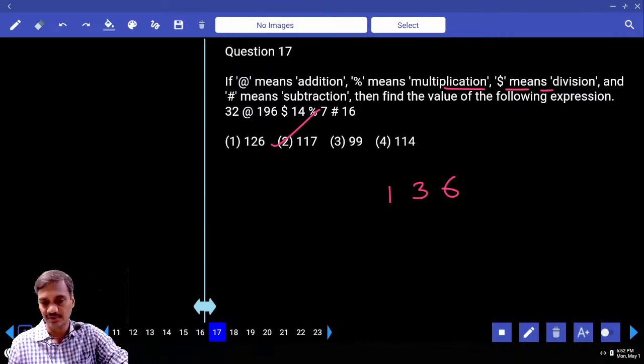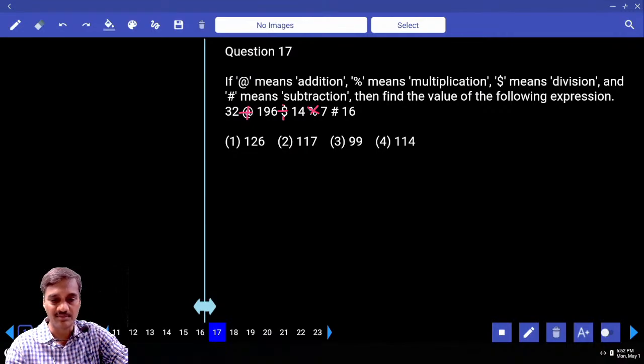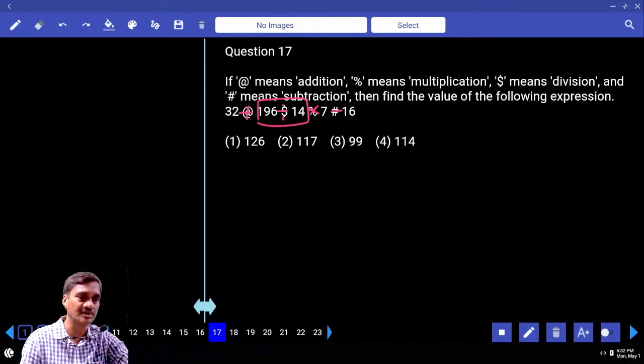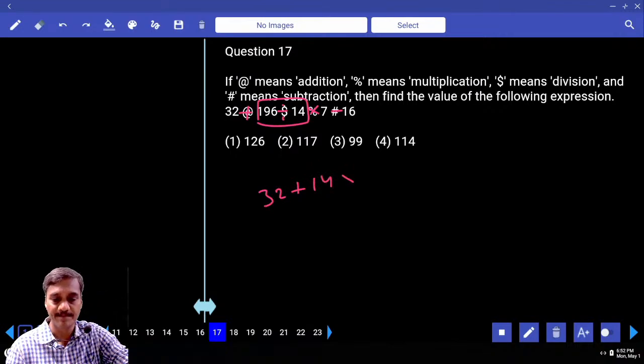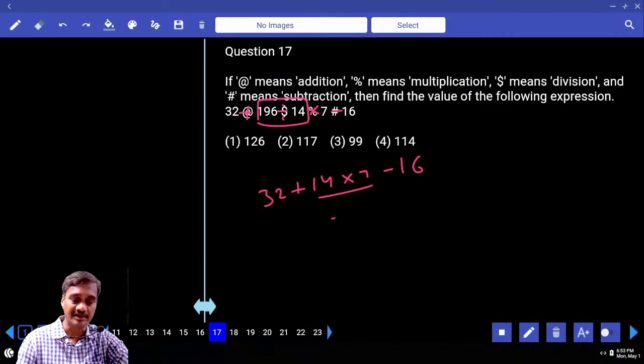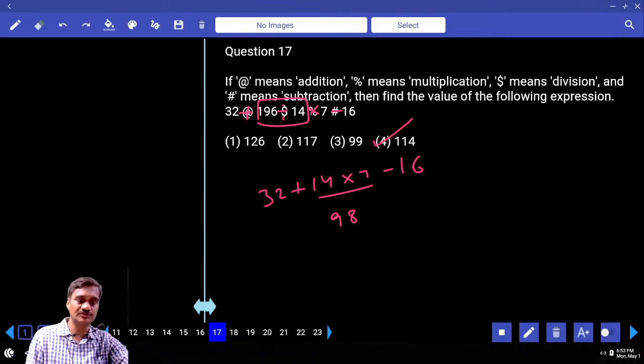Then the 17th one. Now in this 17, at the rate of and so on is addition, dollar stands for division, percentage stands for multiplication, and hash is subtraction. Then 196 divided by 14 is how much? 14. Now 32 plus 14 is 46. And 46 into how much? 14 into 7, then minus 16. 14 into 7 is 98. 98 plus 32 is 130. 130 minus 16 is 114, choice 4.